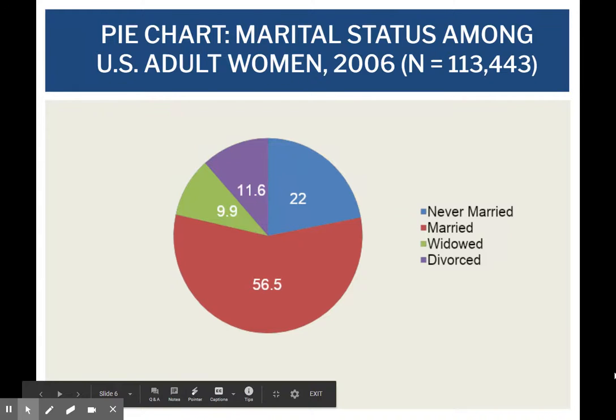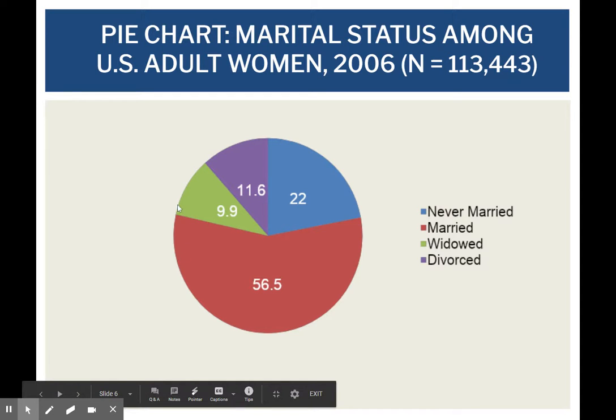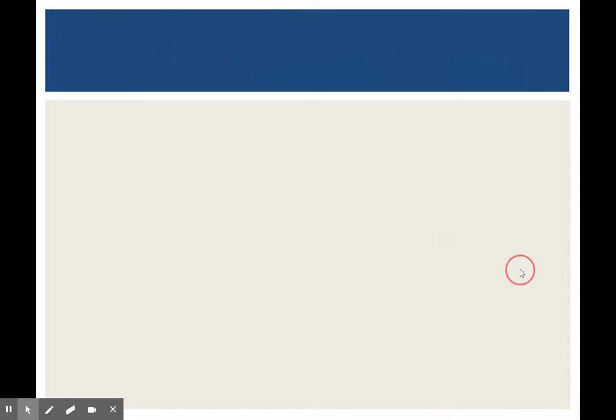So right here, again, we have a pie chart as an example of marital status among U.S. adult women. Again, we want to see that each segment of the pie chart is making up the percentage that it should, right? So 56.5 is the largest one. It's more than 50%, so it makes sense that it's like this. We want to see this visual representation of data.